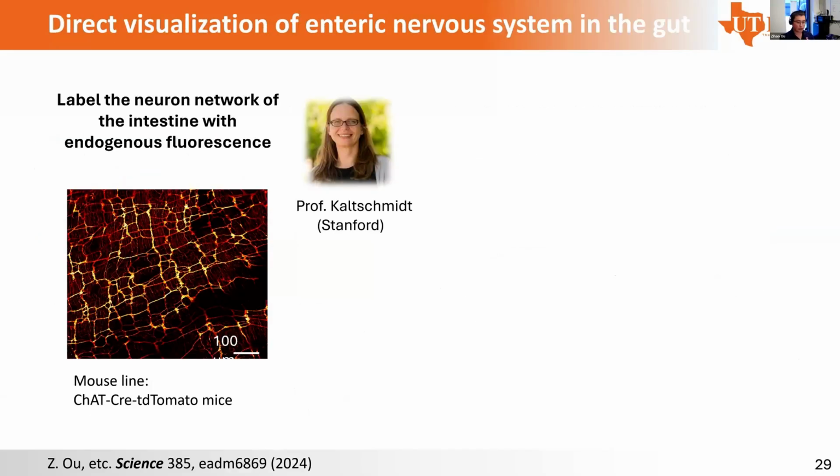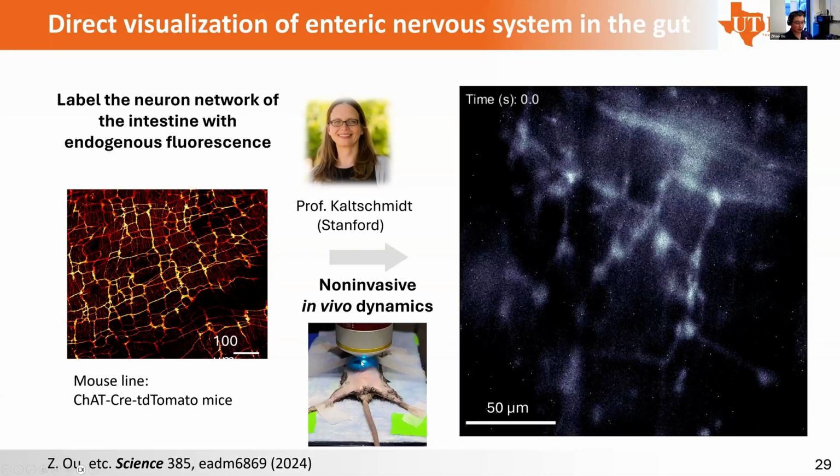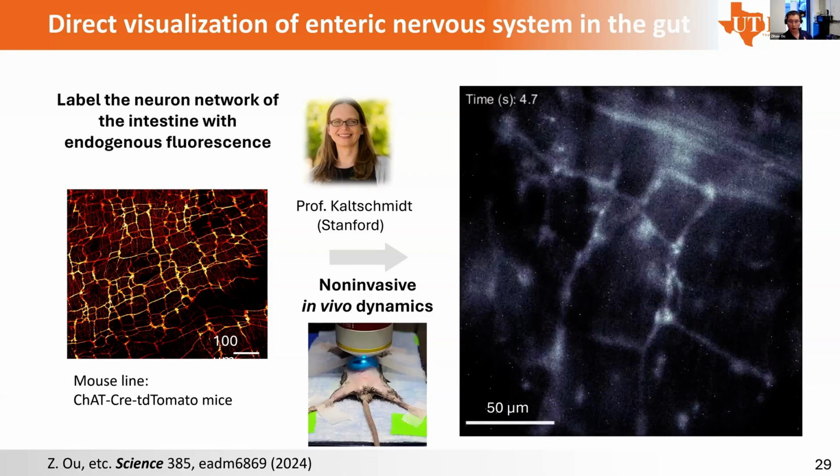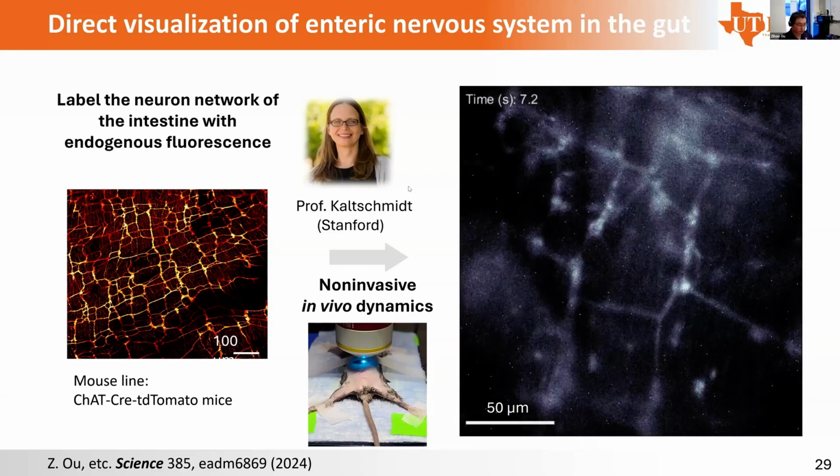When I was at Stanford, I had a co-advisor, Professor Julia Kaltschmidt, and through her guidance, I learned some genetic tools. How can we utilize genetic tools to label the neurons inside the gut? Here's an image of what people typically did in the past. They took the gut out and took an image under a confocal microscope, and you can see these neural networks. But now we are proposing a method where we can just make part of the gut transparent. This allows us to directly visualize these networks inside live animals. And importantly, we are offering something people have never seen before: how these networks move inside the body without taking it out.